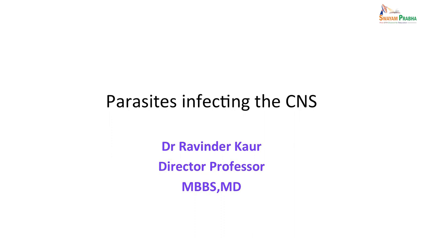We'll be talking about parasites infecting the CNS today. Now, there are a few parasites, mainly free living amoebae of the genera Acanthamoeba, Balamuthia, Naegleria and Sappinia, which have been discovered to be causing serious infections like granulomatous amoebic meningoencephalitis, which is a serious and fatal disease. They are an important cause of disease in humans and animals.